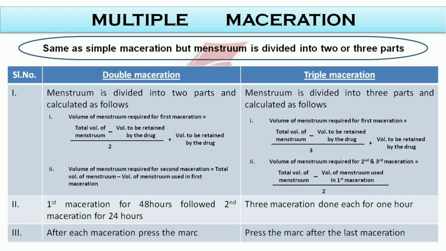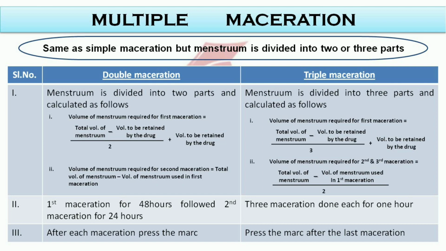Again, the volume for first maceration is (total volume of menstruum minus volume to be retained by the drug) whole divided by 3 plus volume to be retained by the drug. Then the volume of menstruum required for second and third maceration is (total volume of menstruum minus volume of menstruum used in first maceration) by 2.